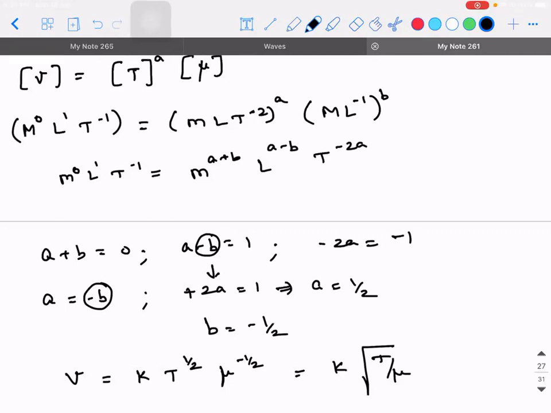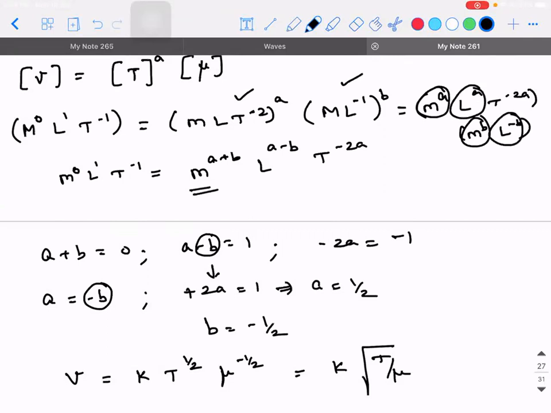Sir, can you explain how did you get that a plus b, a minus b, the things and all? I collected all the powers. M power a, L power a, T power minus 2a into M power b, L power minus b. So multiply M power a into M power b. That will be M power a plus b. L power a into L power minus b, L power a minus b. T power minus 2a. That's how I got. Okay, sir.